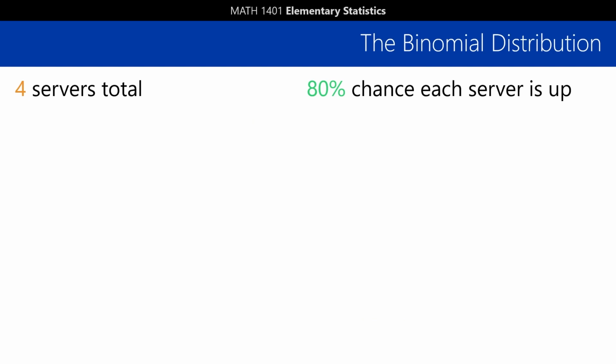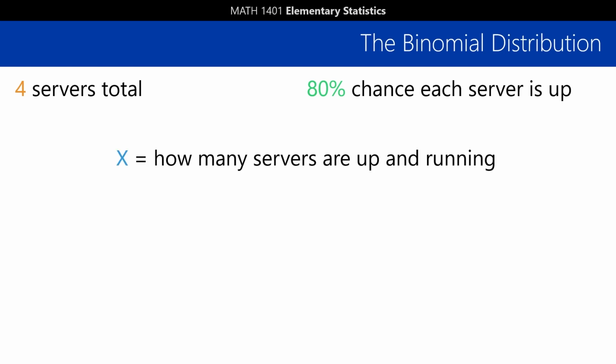Suppose a cloud computing startup has 4 servers, each of which has an 80% chance of being up and running at any given time. Yes, I know that's pretty low, but bear with me, it'll make the calculations easier. Let's use a random variable x to denote how many servers are up and running, and see if we can get a handle on the distribution of x.